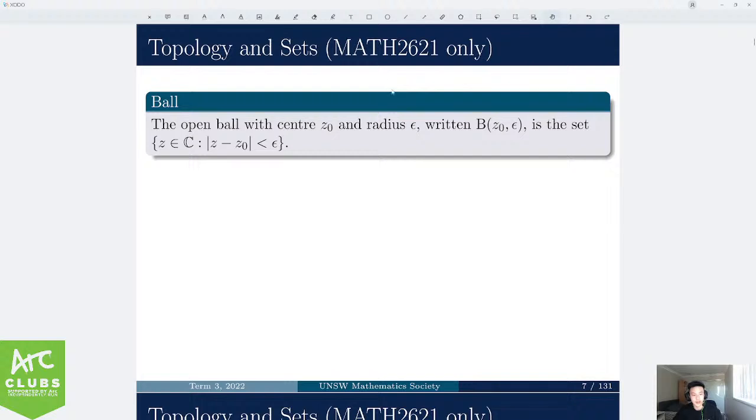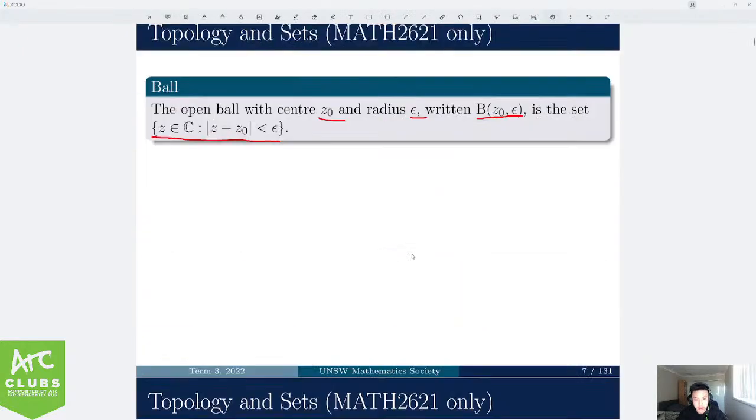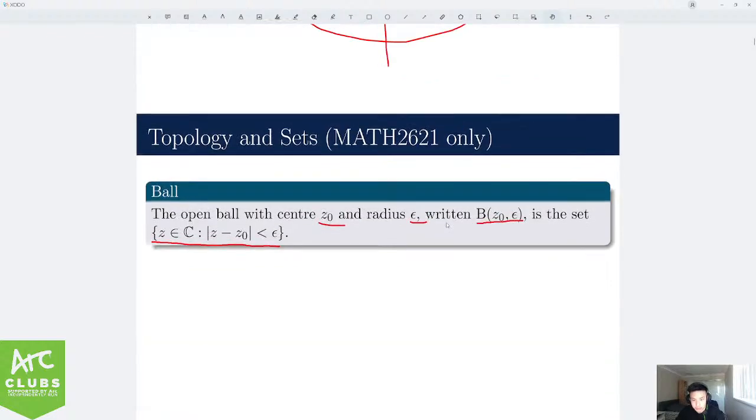Next part is we're looking at topology and sets. First of all, let's define what a ball is. An open ball with center z0 and radius epsilon, written as B(z0, epsilon), just represents the set where the mod of z minus z0 is less than epsilon. That essentially looks something like this.